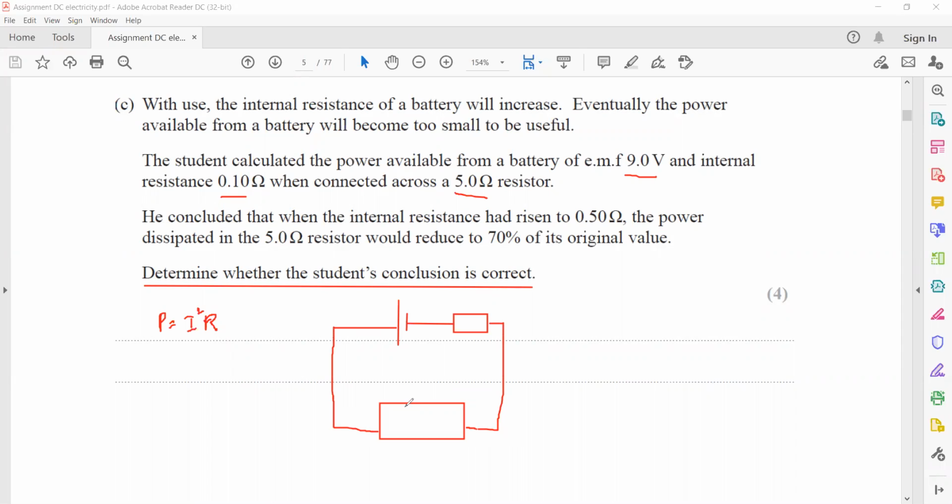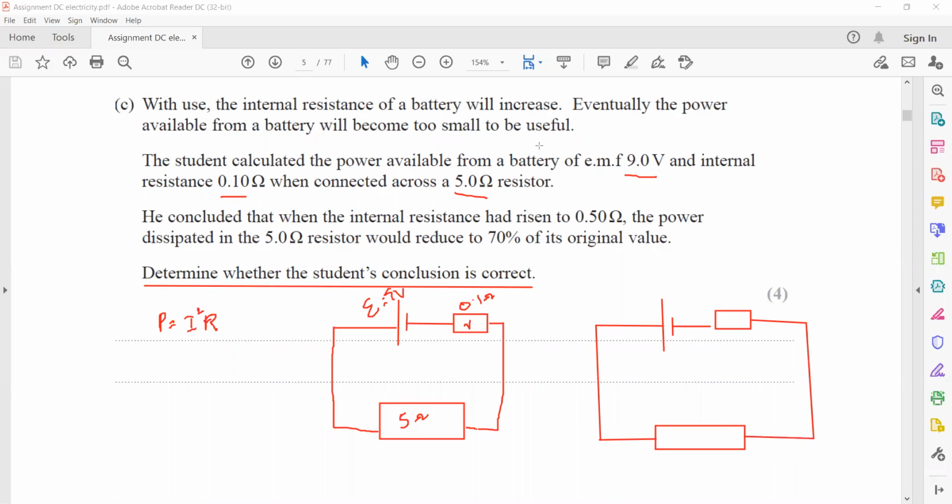So for example, we have a 5 ohm resistor and 0.1 ohm, the internal resistance in the beginning, and the EMF is equal to 9 V. Then the internal resistance has changed to 0.5 ohms. So this one is 0.5 ohm, this is again 5 ohm and the EMF is equal to 9. First we will find the current in the first circuit. Current: V is equal to IR, so I is equal to V divided by R.